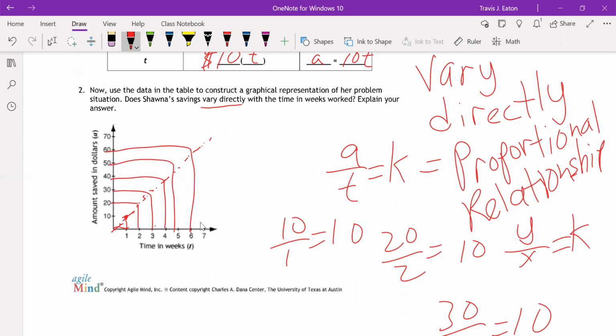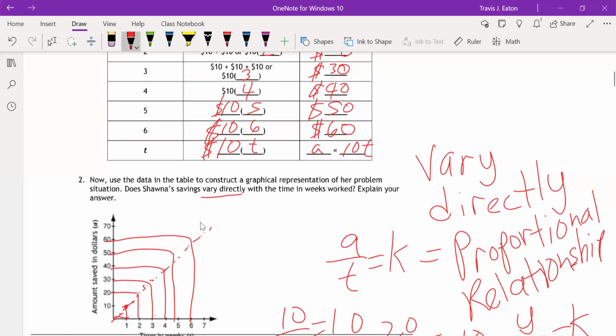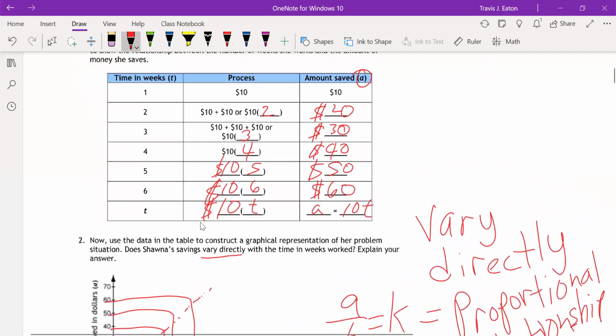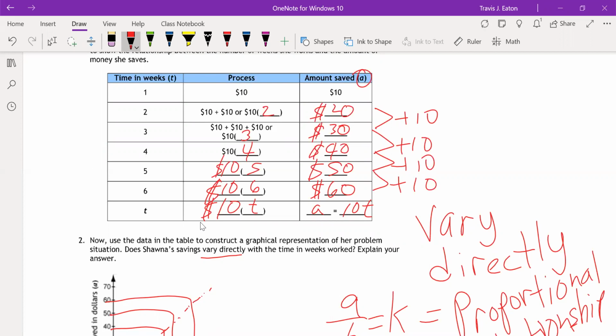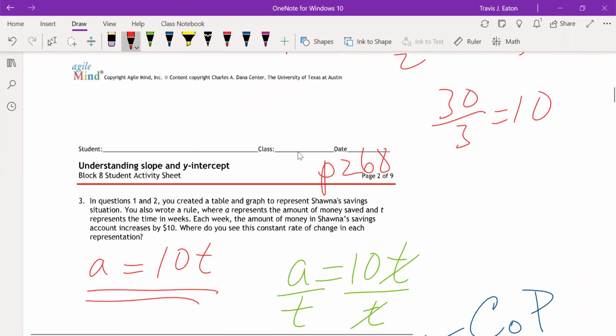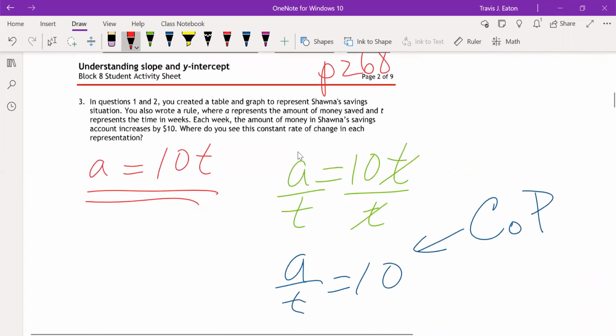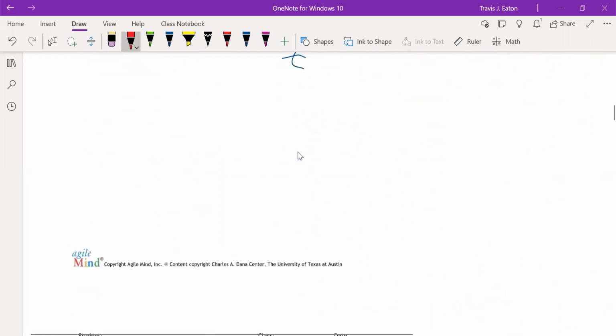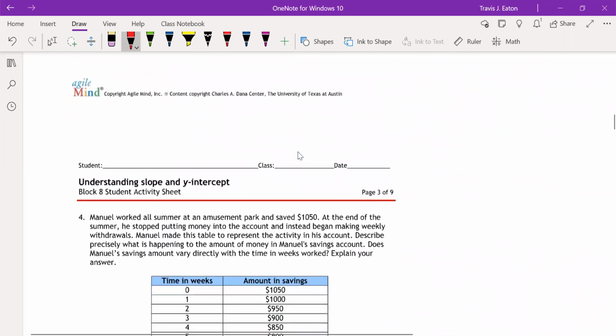So every time that we move over in time, 1 week, the amount of money in our savings goes up by 10. And in the table, of course, as we go down the table in weeks, we're adding 10 here, right? Here's our constant rate of change. Every time that we move down a week, it adds $10. So it's easy to see in the table and in the graph where this constant rate of change is in the representation. Okay, so let's move on to the next question.